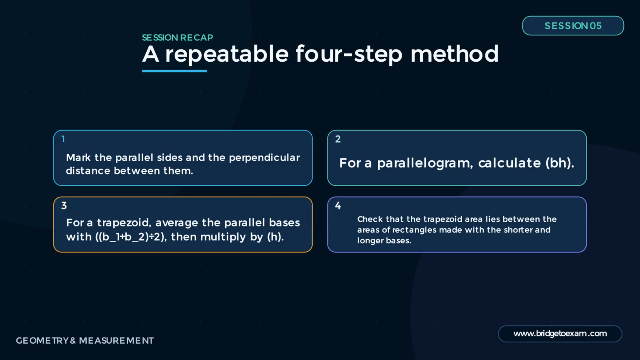Session recap. First, mark the parallel sides and the perpendicular distance between them. Next, for a parallelogram, calculate BH. Then, for a trapezoid, average the parallel bases with B1 plus B2 divided by 2, then multiply by H. Finally, check that the trapezoid area lies between the areas of rectangles made with the shorter and longer bases.